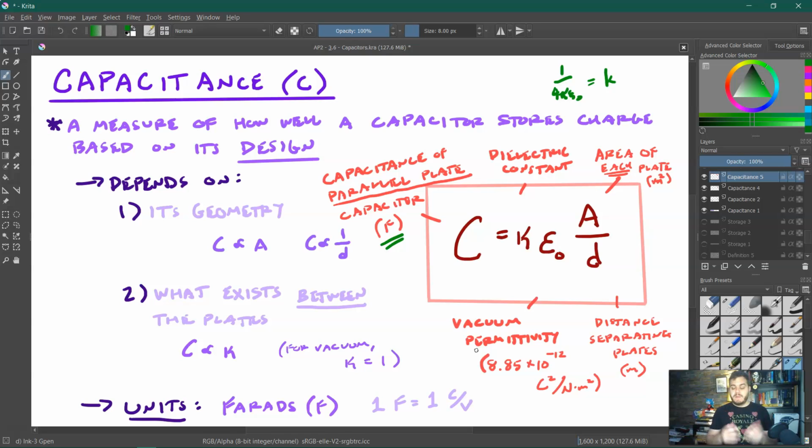Now be careful, it's super annoying. We have capacitance in coulombs, C and C. We have farads and forces, F and F. You gotta be real careful what's a unit and what is a variable.